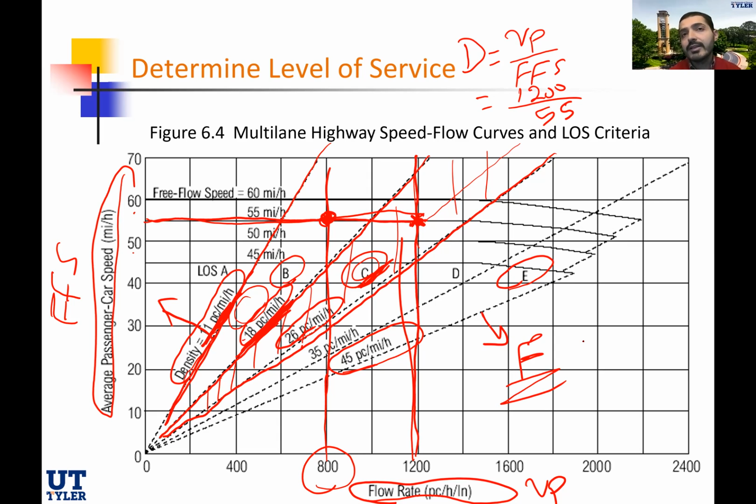With that, we finished this lecture on the level of service for multi-lane highways. Next time, we're going to talk about the level of service for two-lane highways, which is just one lane per direction. This is the lowest grade compared to freeways, then multi-lane highways, all the way down to two-lane highways. Thank you so much.